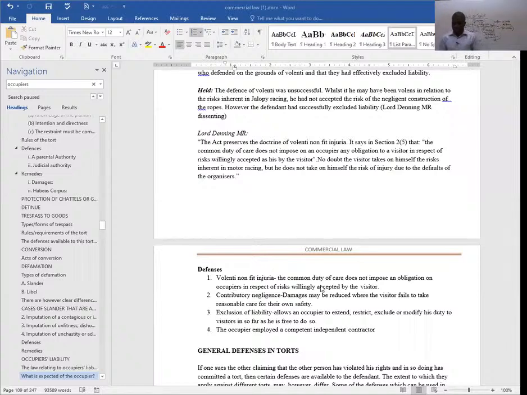So that is basically what you need to understand about this tort we are calling occupier's liability. What should come to your mind first is occupier, someone occupying a property. What are his or her responsibilities with regard to those who are coming to visit the premises? So that's what we mean by occupier's liability.